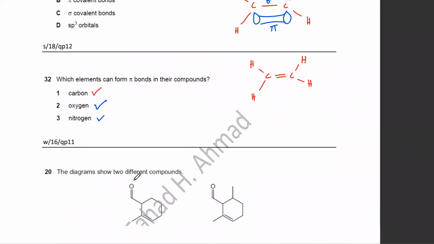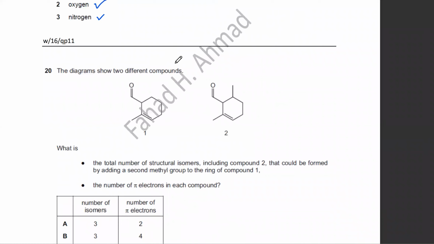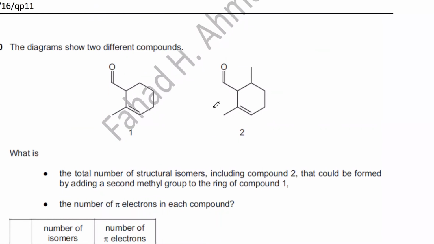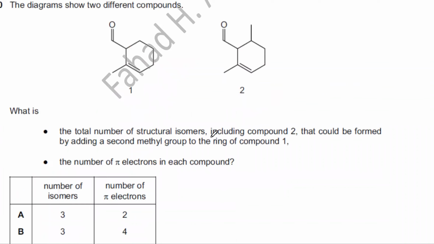Yes, sir. So now the diagram shows 2 different compounds, and if you can see clearly, the 2 compounds, what is the total number of structural isomers, including, forget the structural isomers, let's do the second part. What's the number of pi electrons? So whenever there's a double bond, that's one pi bond.